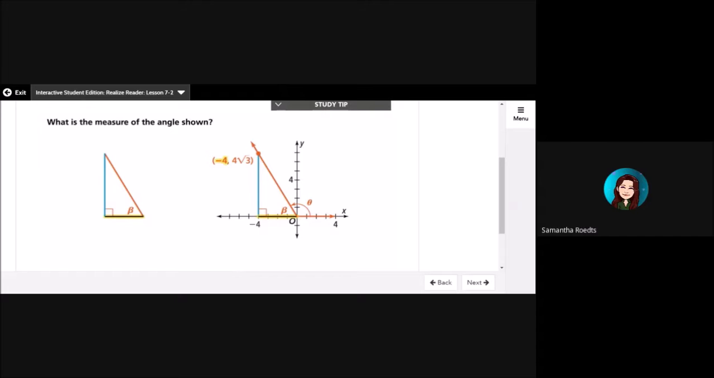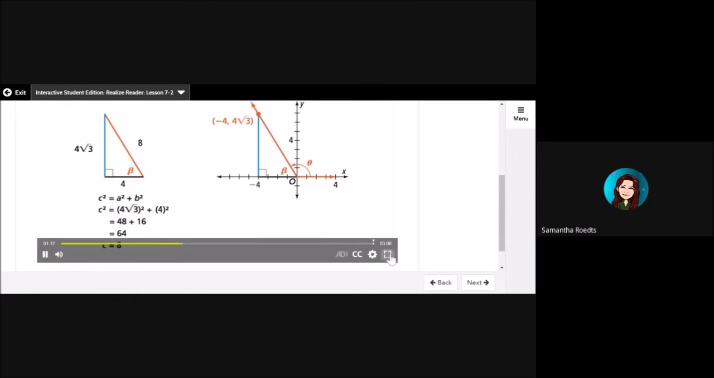The bottom side is length 4, as the base of the triangle goes from x equals 0 to x equals negative 4. The left side is length 4 times the square root of 3, as the left side of the triangle goes from y equals 0 to y equals 4 times the square root of 3. You are missing the length of the hypotenuse of your triangle, so use the Pythagorean Theorem to find the side length. Substitute in the side lengths of 4 times the square root of 3 and 4. Simplifying, the hypotenuse of the triangle is 8.